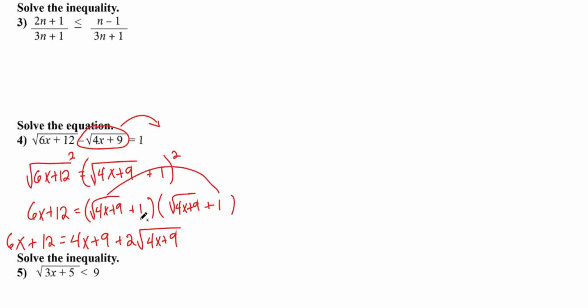That's the outside, so I got 1 of them. That's the inside, I got another 1 of them. So how many do I have? I got 2 of them, plus 1. The last is 1. All right, so let's bring all this up here somewhere. I'll just write all this down: 6x plus 12 equals 4x plus 9.